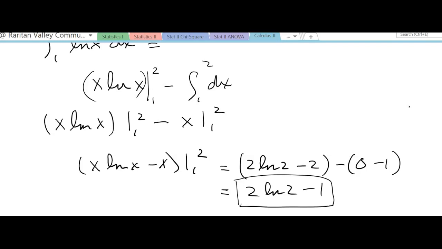The best thing to do with integration by parts is just practice a bunch of them. Practice the ones in MATLAB, practice the ones in the textbook. And so you get into the feel of what to make your u and what to make your dv. Okay? Thanks.